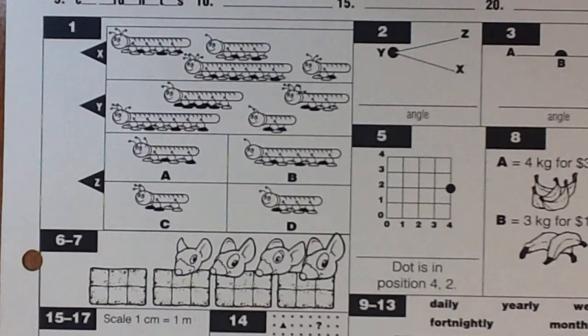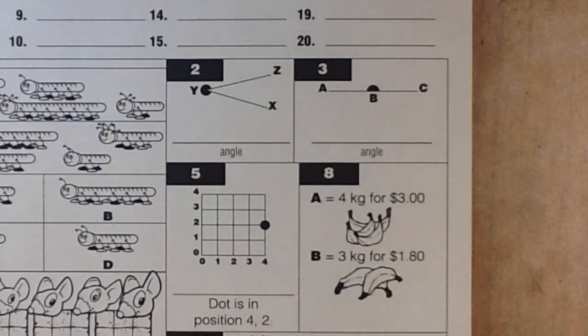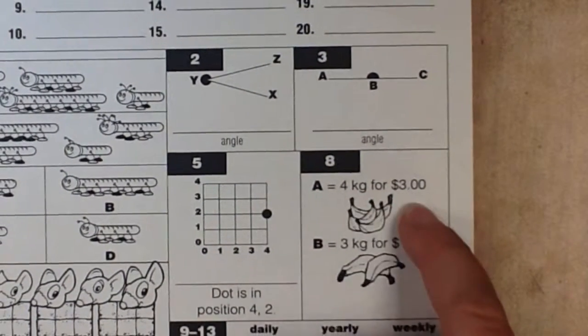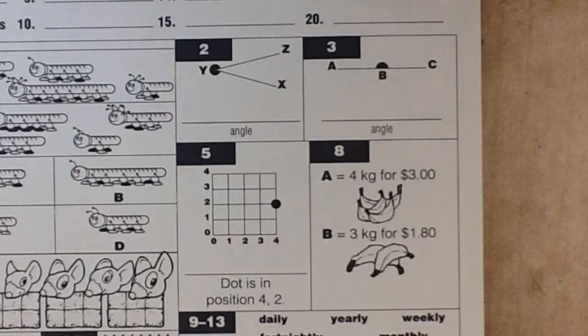Number 8, right here. Which is a better value? So we're finding our best buy. What always goes in the calculator first, don't forget. What is a better buy? To buy 4 kilograms for $3 or 3 kilograms for $1.80? Which is the better buy?